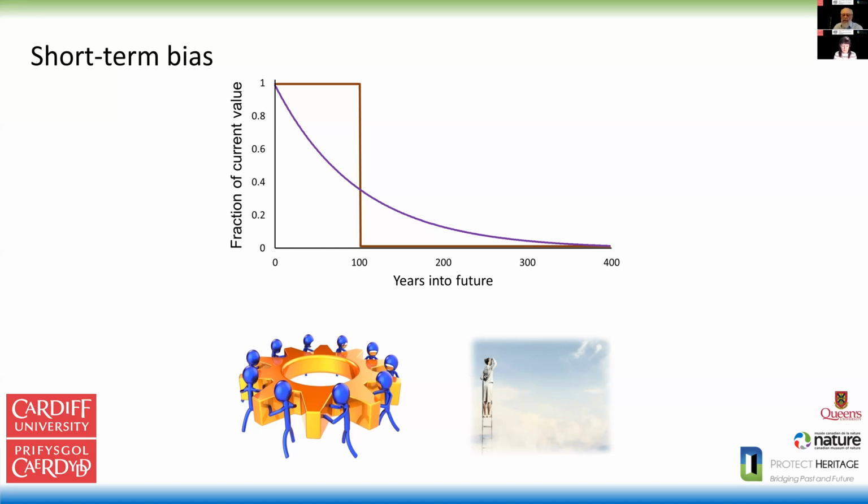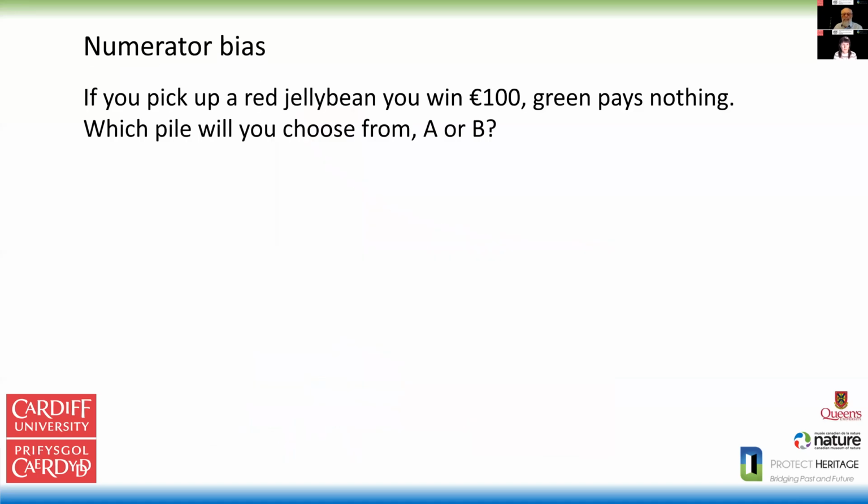That helps us avoid a short-term focus without falling into the trap of greatly valuing the existence of the collection thousands or even millions of years from now. So our next bias is numerator bias.